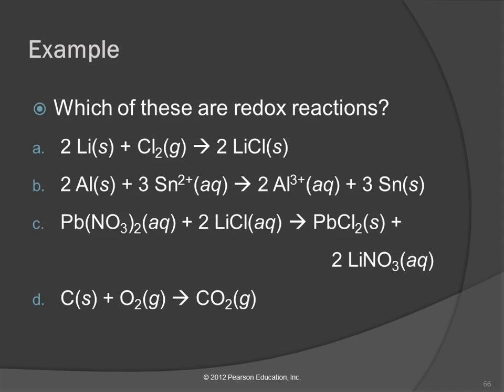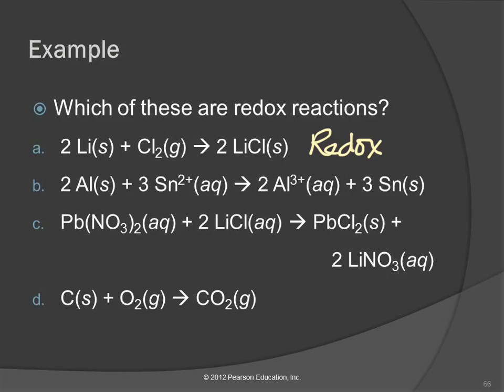So let's identify these. Which are redox reactions? How about that first one? What do we have? What kind of an element is this? It's a metal. And what about this one? A nonmetal. So a metal and a nonmetal reacting, we said, was a redox reaction. So this is a redox.